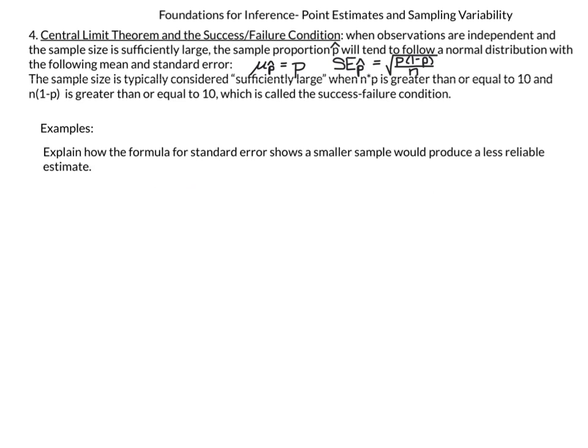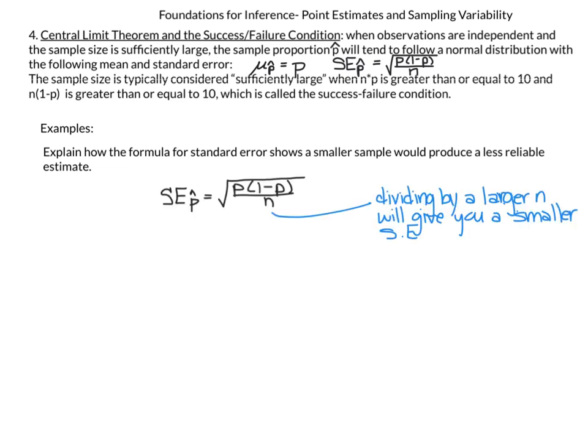Now we're going to explain how the formula for standard error shows that a smaller sample, n, would produce a less reliable estimate. So let's take a look at our standard error formula. When n is larger, we're dividing by a larger number, which gives us a smaller number here, and when we take the square root, it's smaller. So dividing by a larger n will give you a smaller standard error.